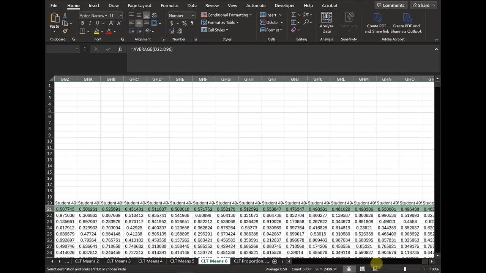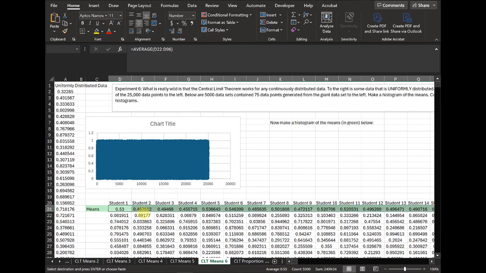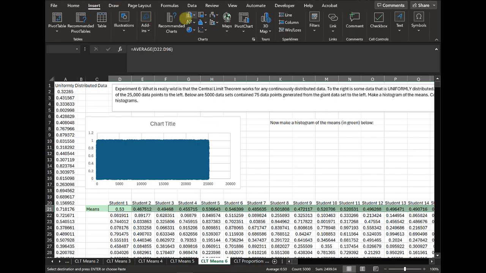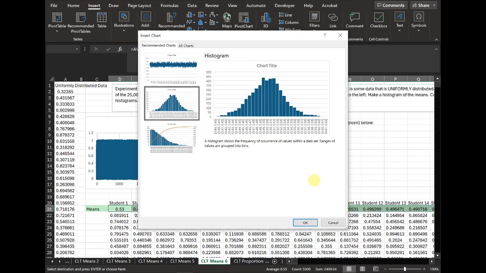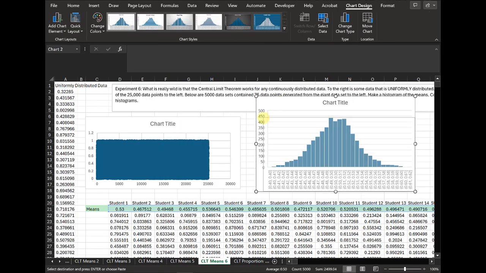So according to the central limit theorem, what should happen is if I take the histogram now of the means, this should be normally distributed. So let's see if that's true. So here's my histogram, and yes, it is normally distributed.